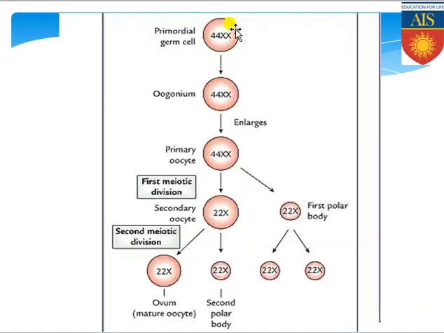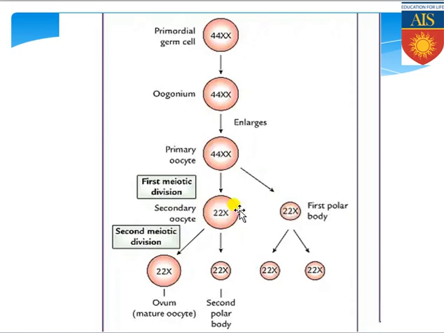Here you can see the entire oogenesis procedure I have shown. This is the germinal epithelial cell or primordial germ cell, containing 44x chromosomes, and it gets divided into multiple oogonia by mitosis cell division. Now the oogonial cells get enlarged because their growth has occurred, forming the primary oocyte. The primary oocyte gets further divided into the secondary oocyte and the first polar body. You can see here the primary oocyte has been divided by meiotic division.